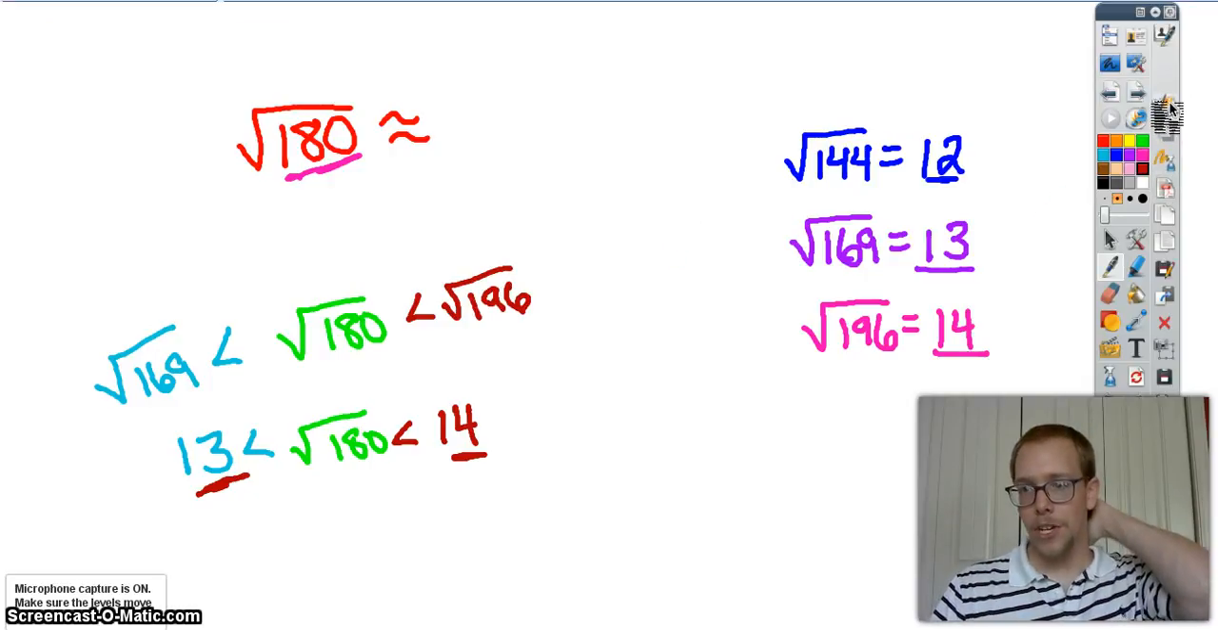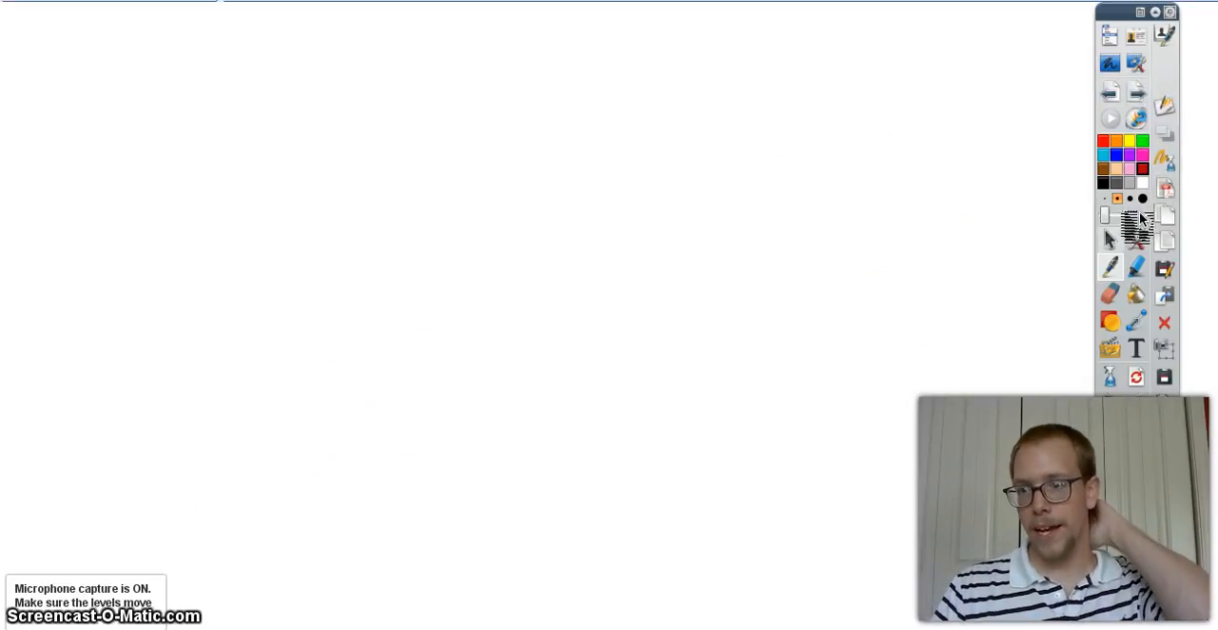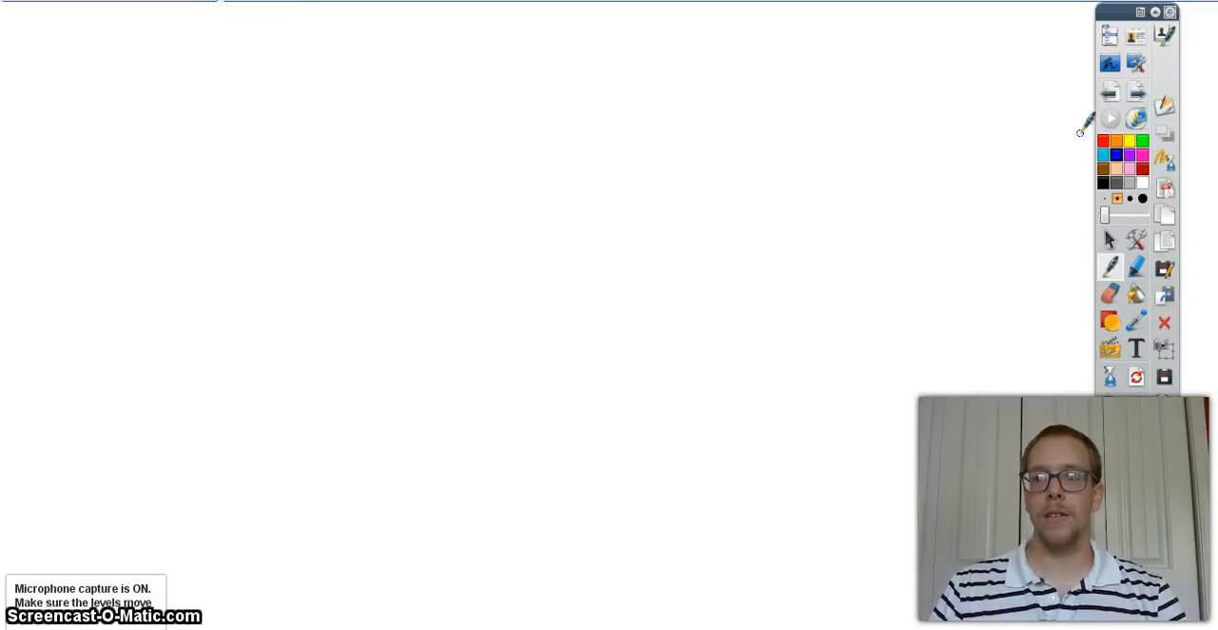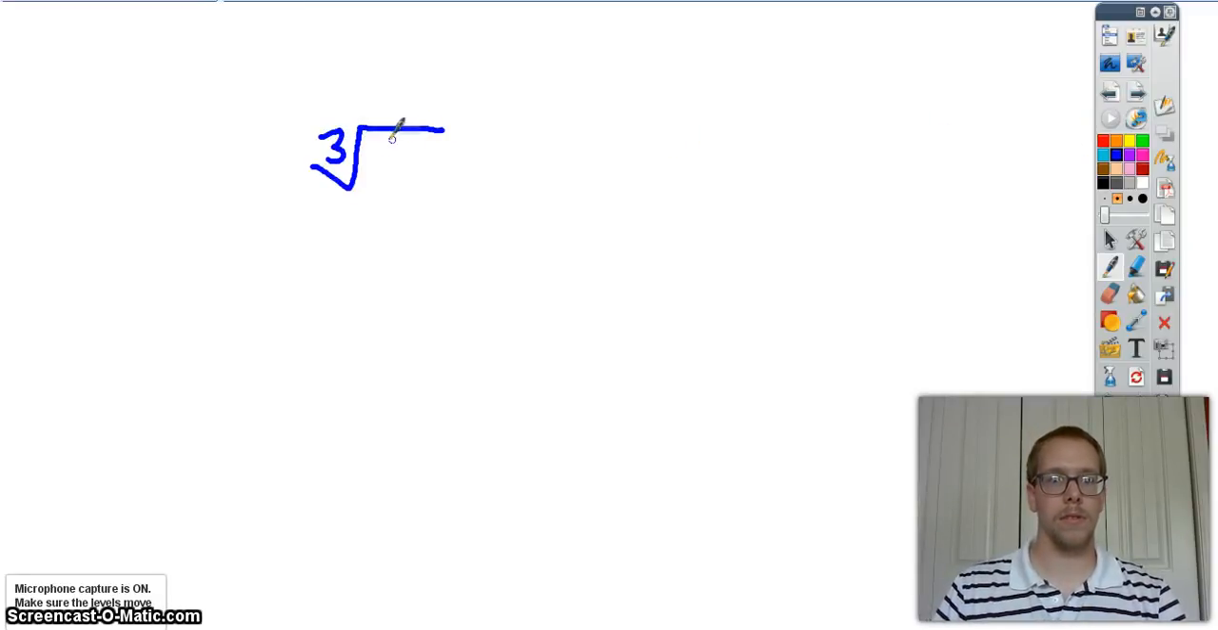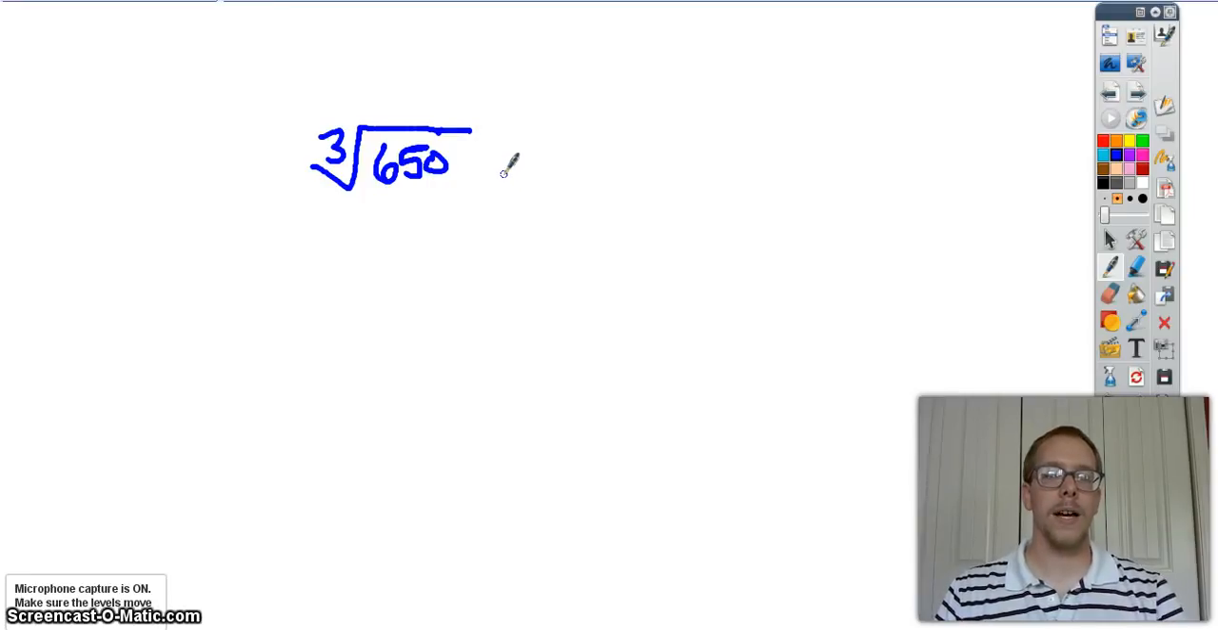Now what about cube roots? What if I asked you, for instance, what is the cube root of 650? Now pretty quickly, once we start studying our cube roots and our cubes, we'll note that 650 is not one of our perfect cubes. For instance, 6 cubed is 6 times 6 times 6, which is 216.